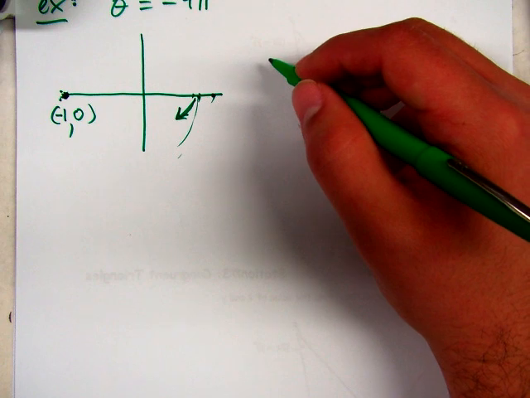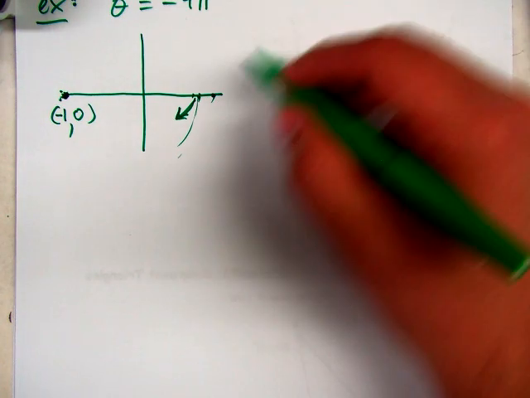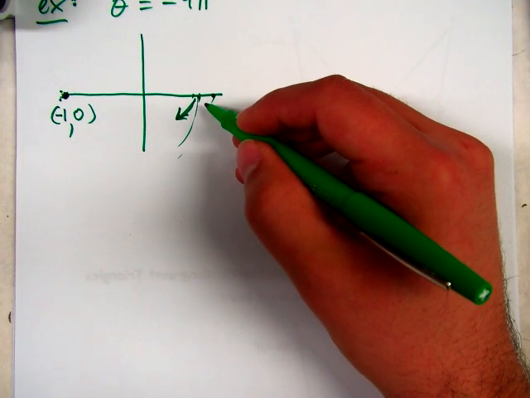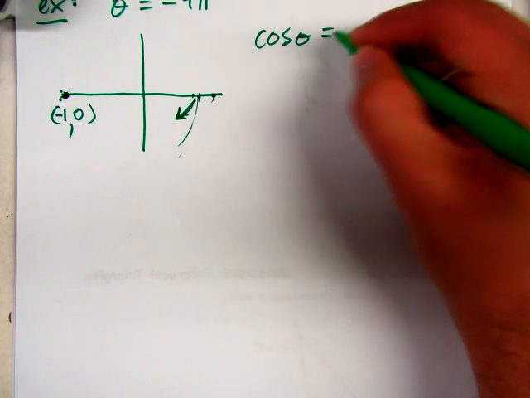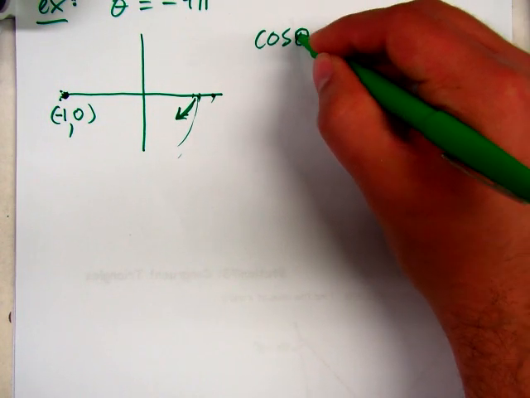Why does it start from the right? It always starts here. By definition, we always start here. All right, so cosine theta. Quickly, each pi is half what? Half. Everybody, what's cosine going to be?